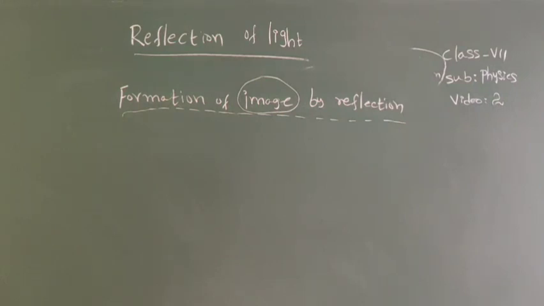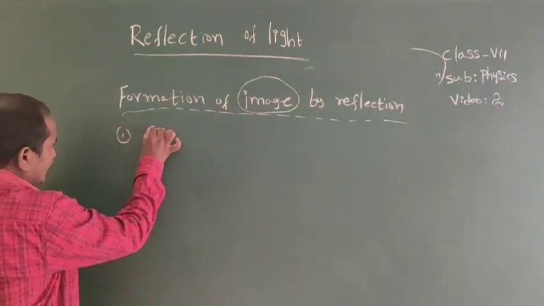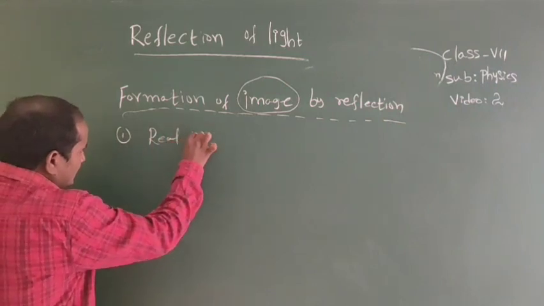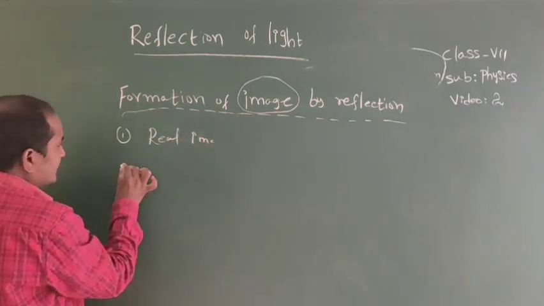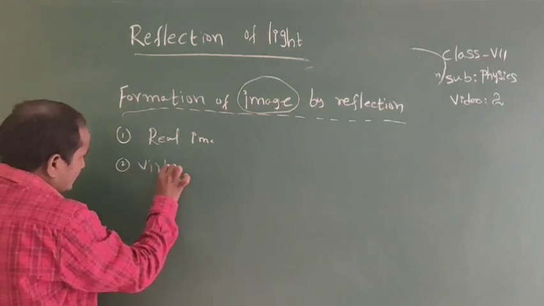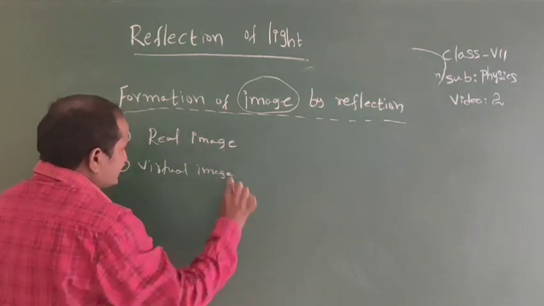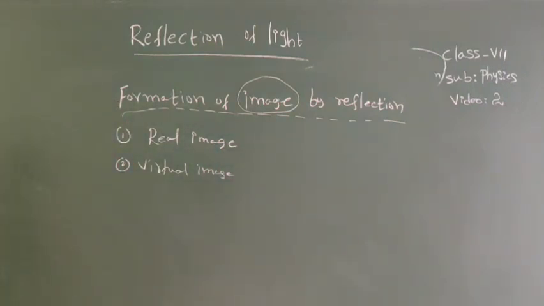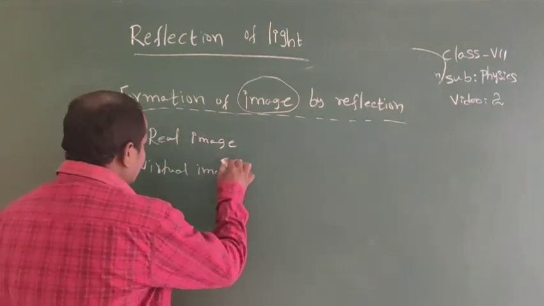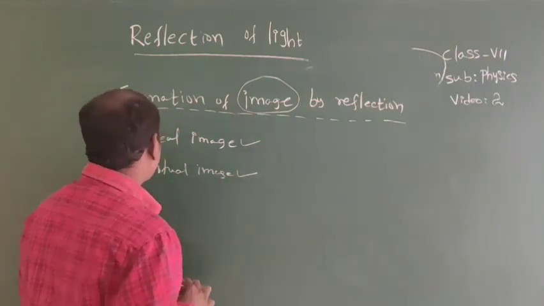But here images can be divided into two types. One is a real image, and the next one is a virtual image. Listen once again. The diverging rays after reflection meet at some other point, or appear to meet at a point. The point is called the image. So here the image can be divided into two types: real image and virtual image.